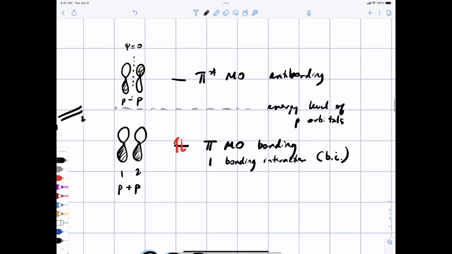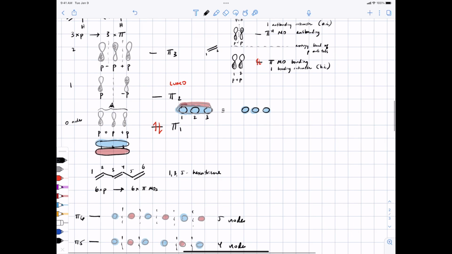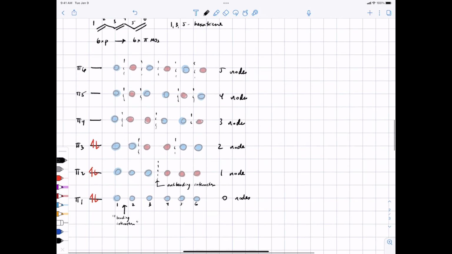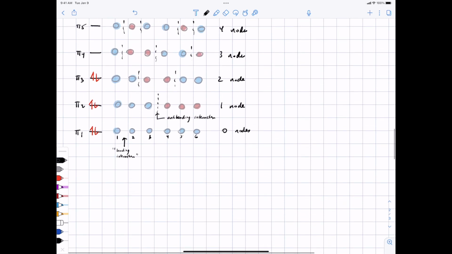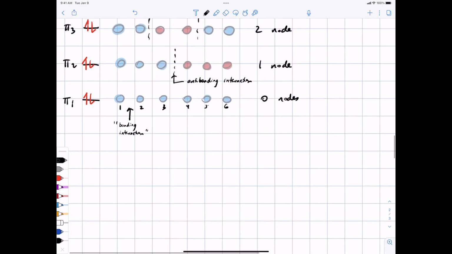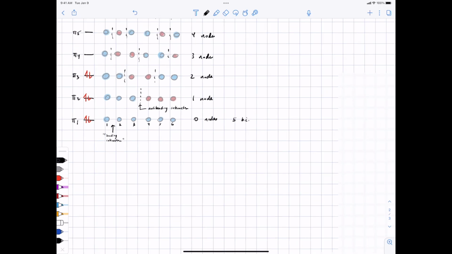And that our pi star has one anti-bonding interaction. Really, this is just bookkeeping to determine the relative energies or strengths of these bonding orbitals. So our pi 1 bonding orbital has 5 bonding interactions.